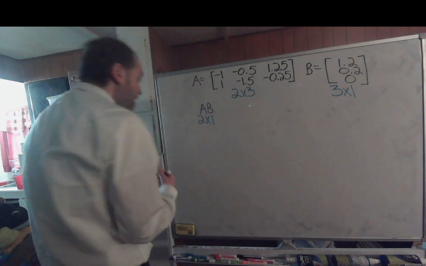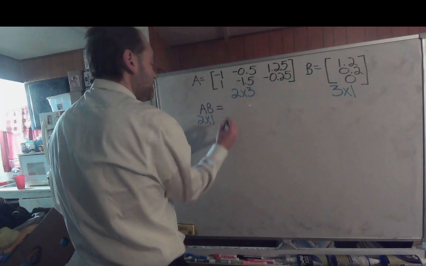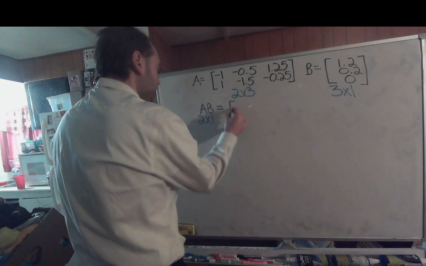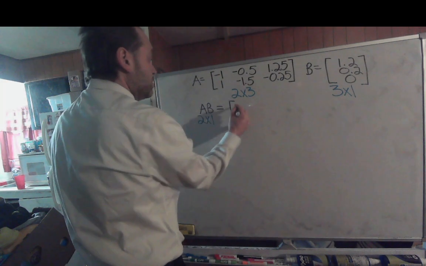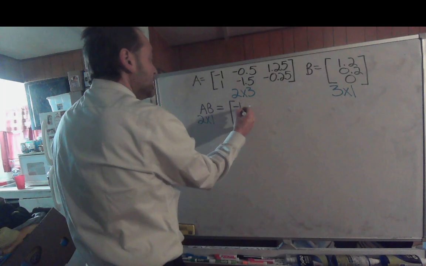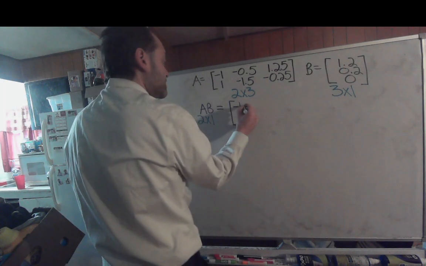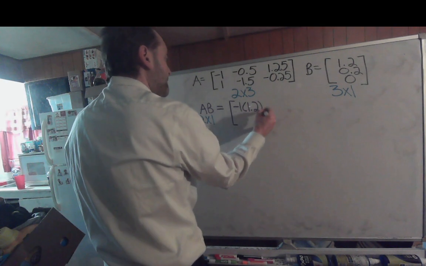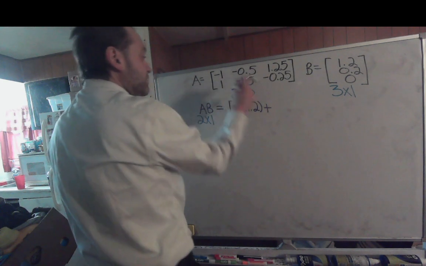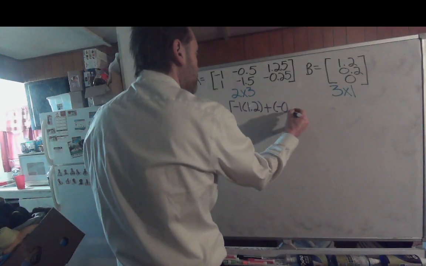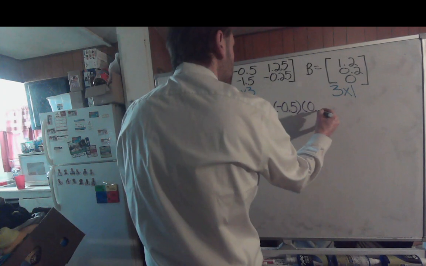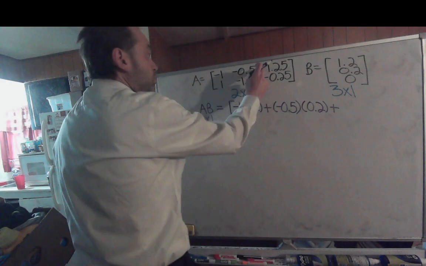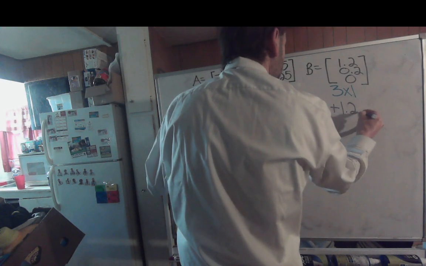So let's go ahead and figure out matrix AB. To get our numbers here, you're going to take the first number in the first row of negative 1 times the first number in the first column of 1.2, plus you'll take the second number in the first row of negative 0.5 times the second number in the first column of 0.2, plus you'll take that third number in the first row of 1.25 times the third number in the first column of 0.